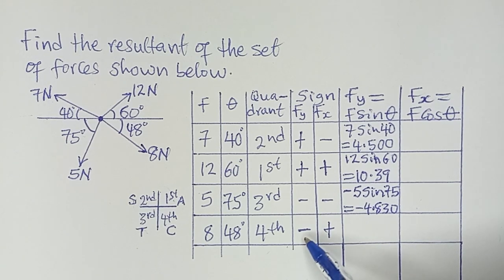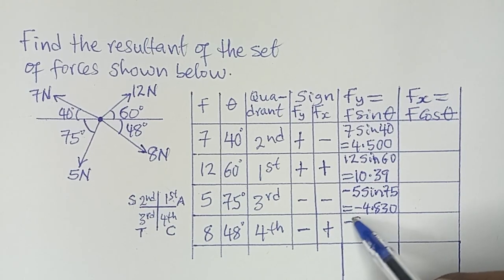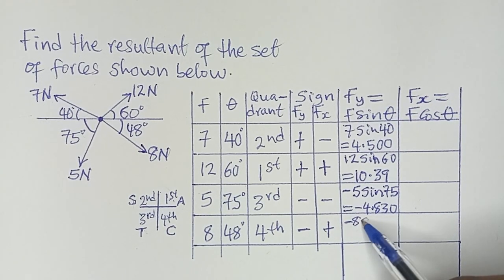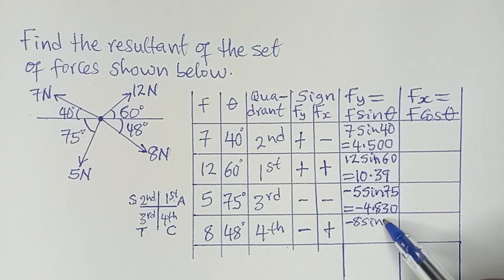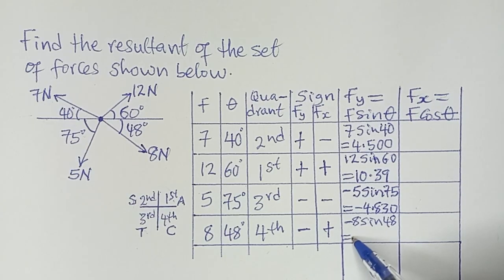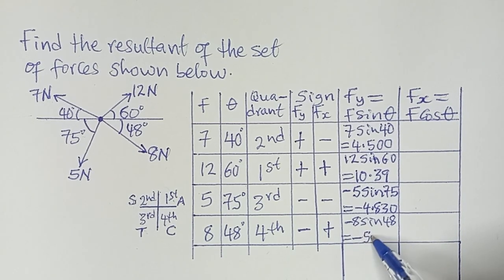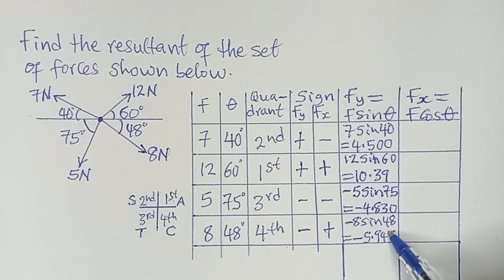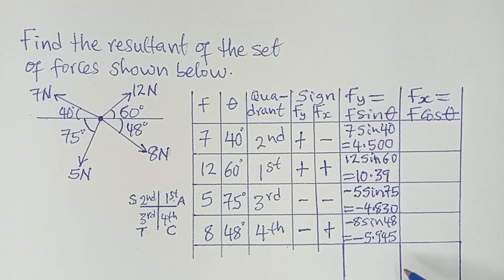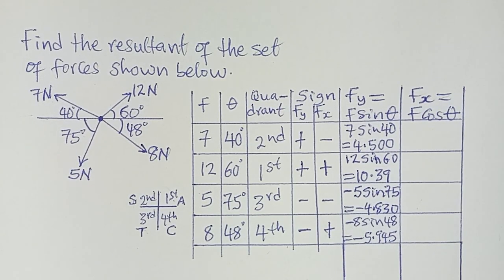And then finally, the last one is also negative. So I'm going to say negative 8 multiplied by the sine of the angle, which is 48 degrees. And that will be equal to negative 5.945. So that is the value here, negative 5.945. Now that we are through with the vertical component, let's move to the horizontal component.